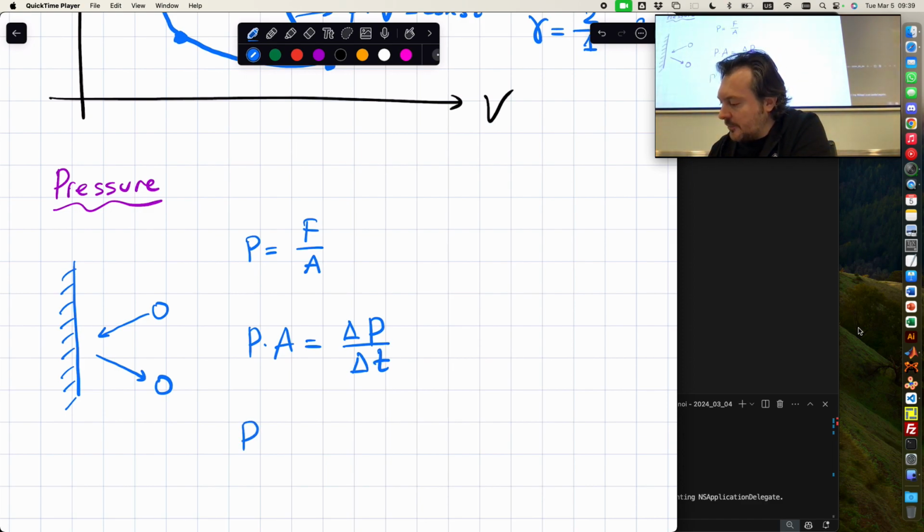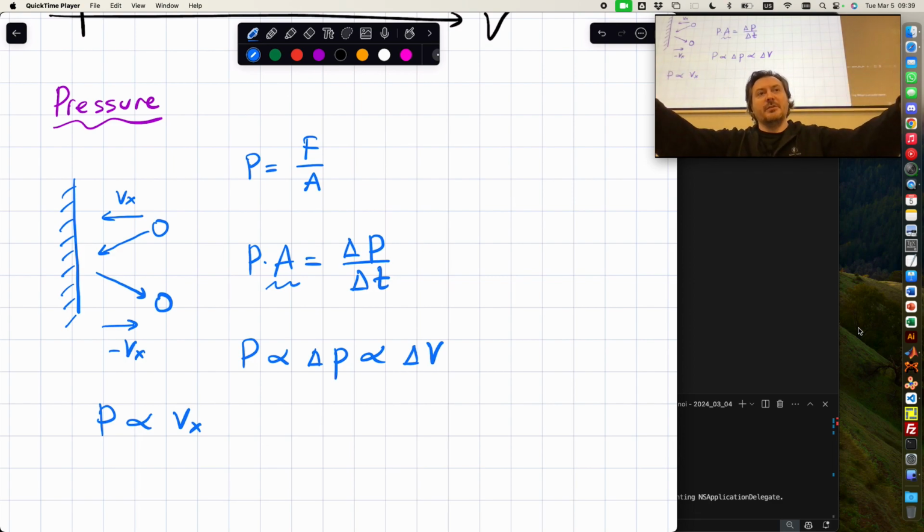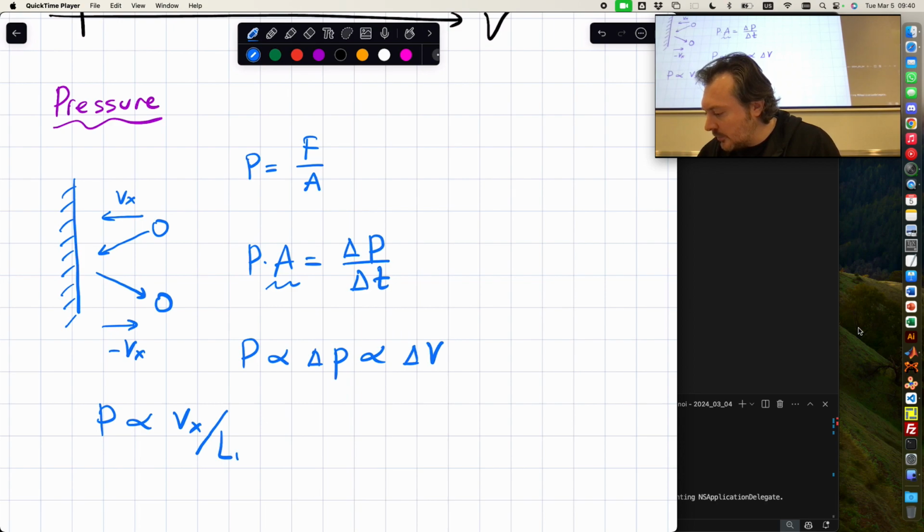So basically your pressure is proportional to change in momentum, which is proportional to change in velocity in the x direction. You come in with Vx, you go out with minus Vx. So the pressure in this case is proportional to 2Vx, or just proportional to Vx, right? How do we treat the area? Well, it's a two-dimensional system, so we can assume there is some depth to this system, and the area is proportional to the length. So we should divide by the length of the wall. Okay, that's pretty much it.